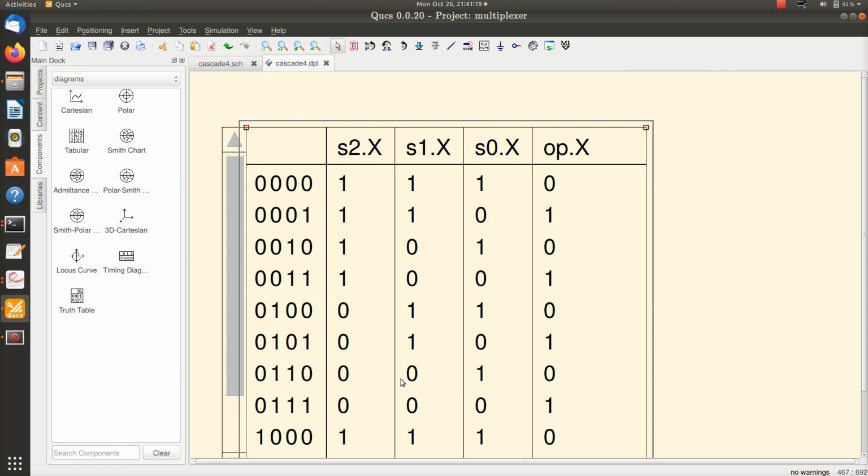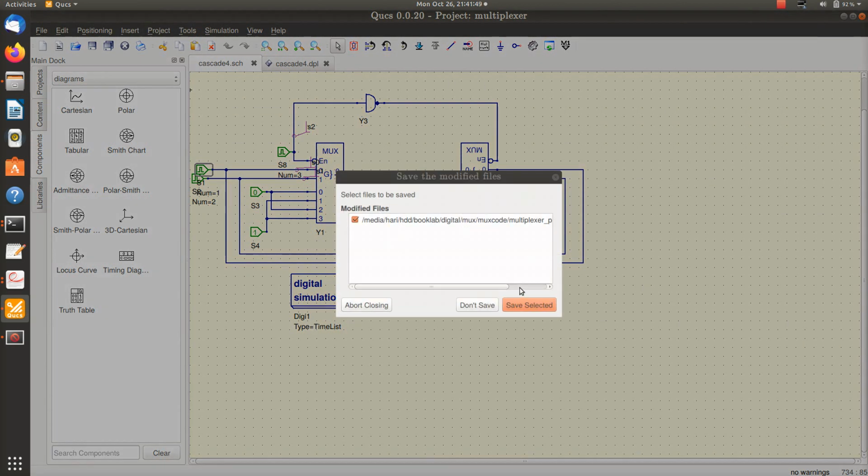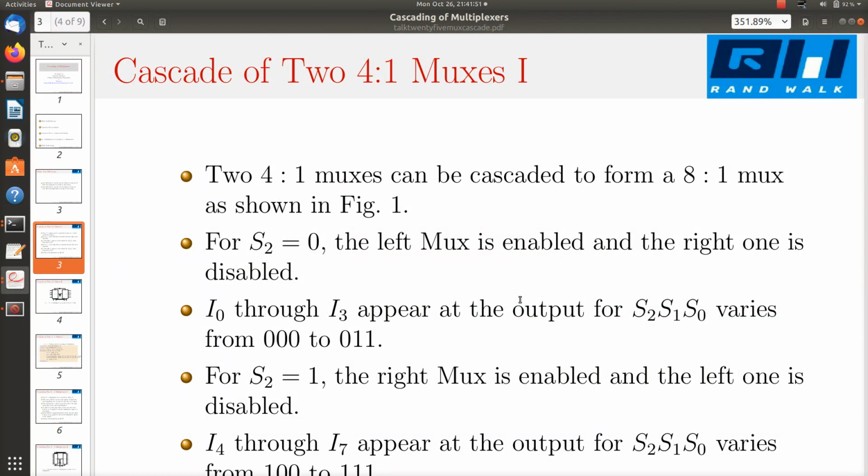So here it is coming in the other way, because S2, S1, S0 are active low inputs. So here if you say 0, 0, 0, it's 1, 0, 1, 0, 1, 0 alternate. When it is 0, 0, 0, first comes I0, I1, I2, I3, I4, etc. Or else, better still, I can connect these things to inverters. That will also work. So this is how I cascade two 4:1 multiplexers to form an 8:1 multiplexer.